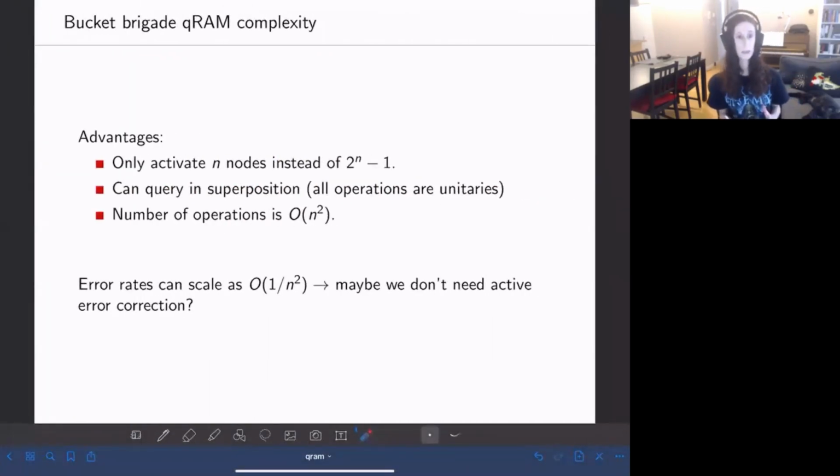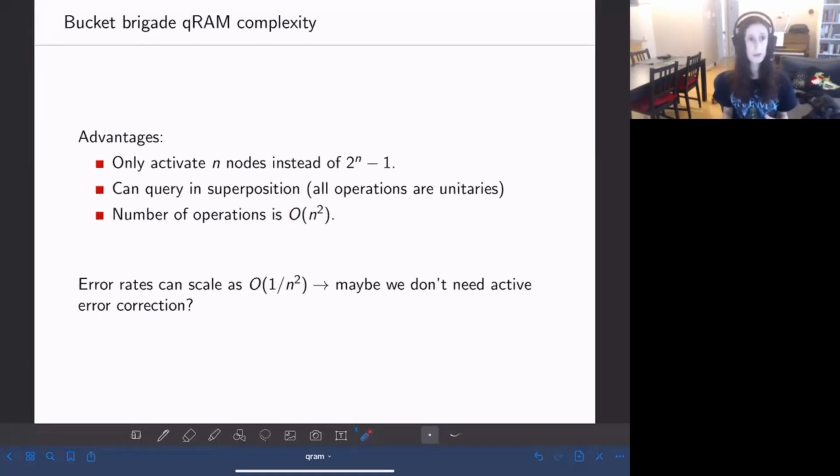So the advantage of the bucket brigade then is, rather than this fan-out RAM where we had to do things to 2^n - 1, like all of the nodes in the tree essentially, now we only have to do things to n of the nodes. And this you can query in superposition because all of the operations that are supposed to happen are going to be unitary, and the number of operations is polynomial. So when this paper originally came out, they kind of said, that's great, there's a polynomial number of operations, so maybe we can just get away with error rates that scale as inverse polynomial and we'll be fine. Maybe we don't need active error correction on all of the components.